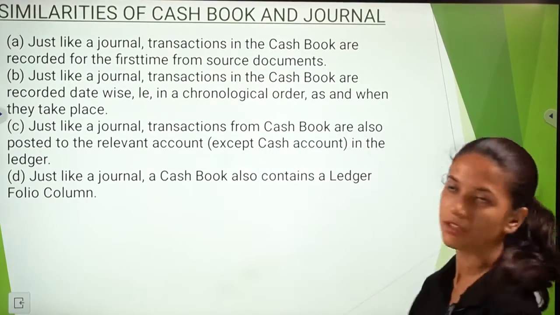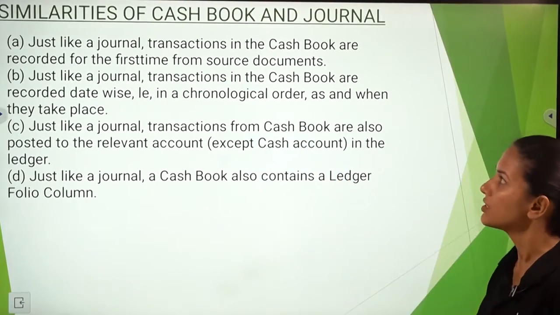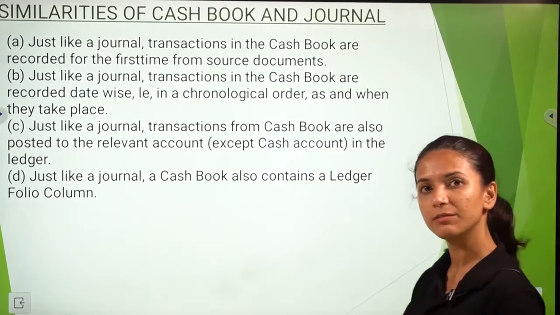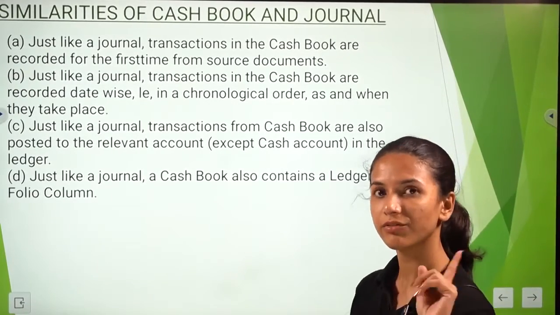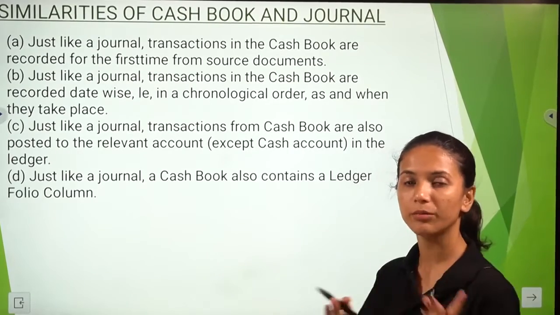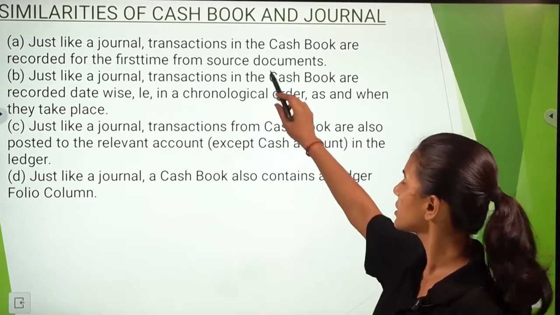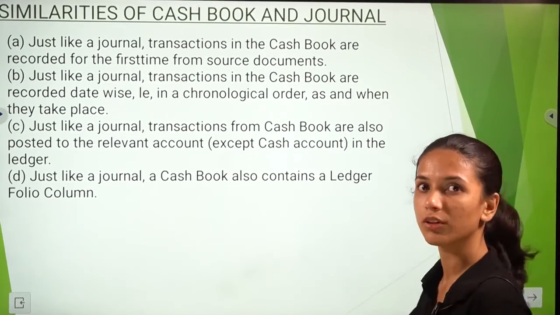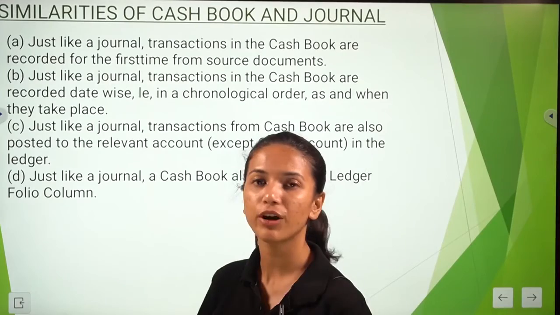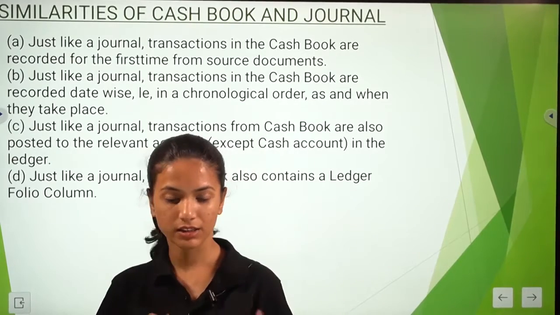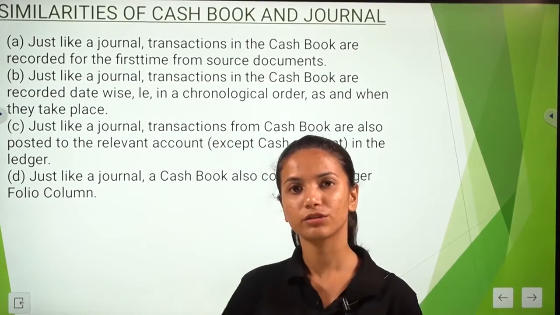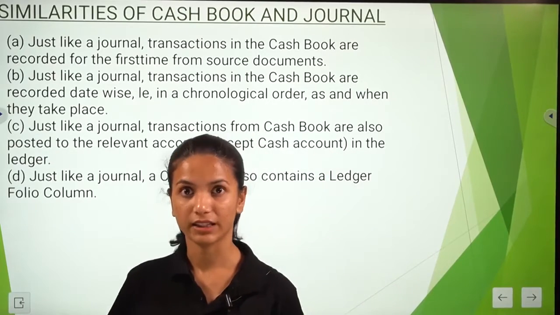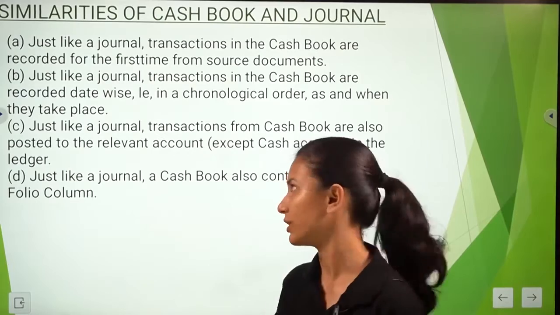Let's see the similarities of cash book and journal. So what are the similarities? Just like a journal, the first similarity is that transactions are primarily recorded from the source document. So transactions in the cash book are recorded for the first time from the source documents. Whatever receipts or vouchers you have, you can directly record those transactions from those receipts or vouchers to the cash book directly. No need of preparing a journal.